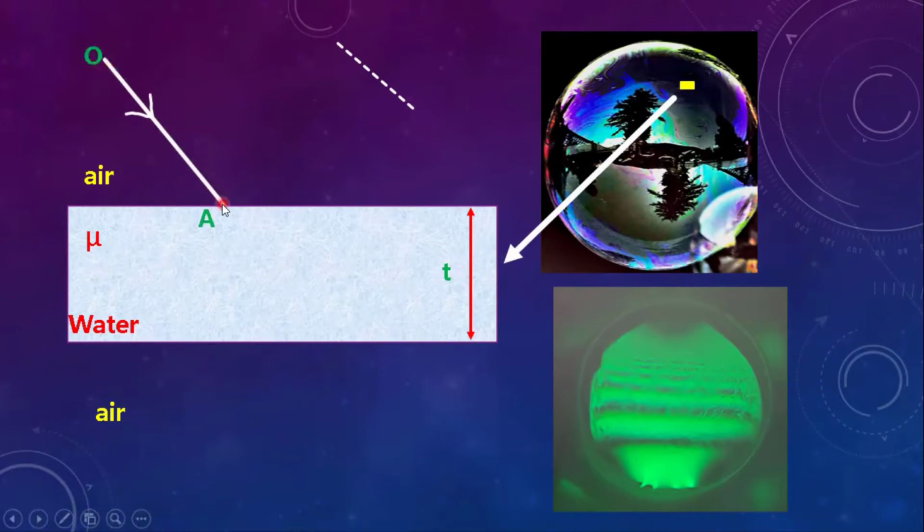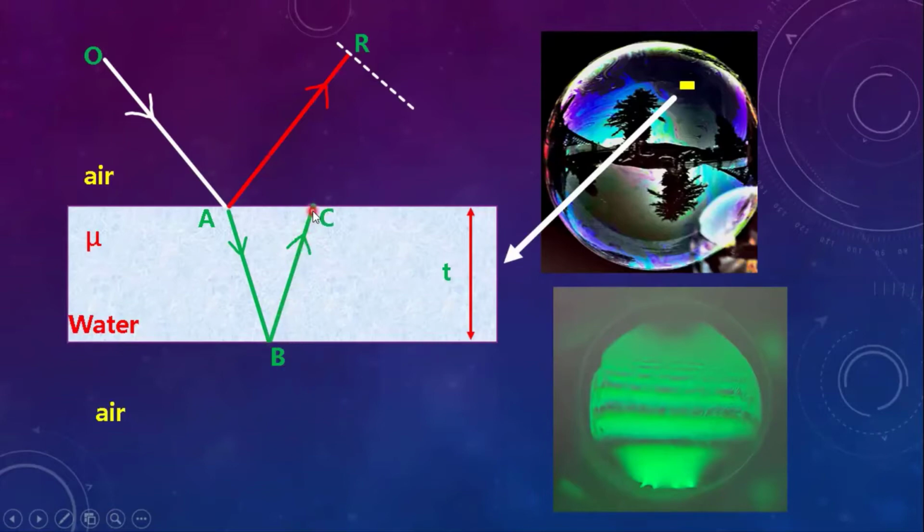A light ray is incident on the surface at point A. For today, we discuss only a monochromatic source of light, that means a single wavelength. At point A, these are different media, so the light will get reflected as well as refracted into the medium. Once it is refracted, at point B it again reflects back into the medium, and also refracts downward.